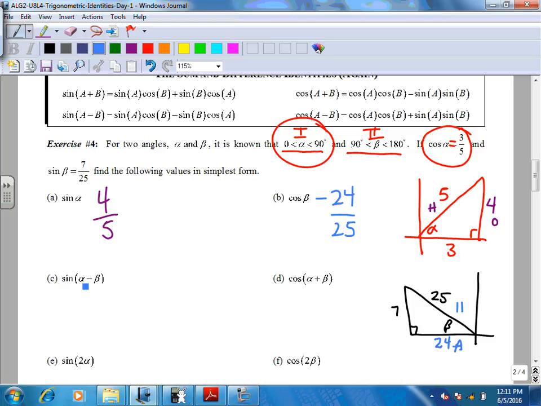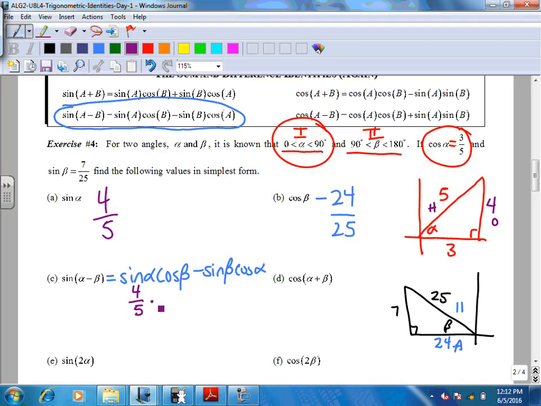Now, sine of alpha minus beta. Well, check out the formula for sine of a minus b. Sine of a, which in this case is alpha, cosine of b, which is beta, minus sine of b, cosine of a. Let's start plugging in. Sine of alpha, let's see, sine alpha we found up here, 4/5. Cosine beta we found in part B, negative 24/25. Sine beta was in the problem, 7/25. So was cosine alpha, 3/5.